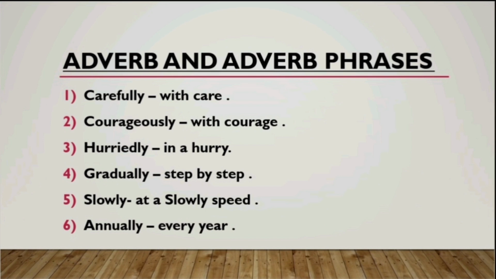Every word cannot be changed into the same words, so we can use another word which carries the same meaning. The next is slowly, at a slow speed. It's not a slowly speed, it is a slow speed, at a slow speed. Similarly, annually: every year. Instead of at an annual year, we cannot write such things, so we have to change to some similar looking words.